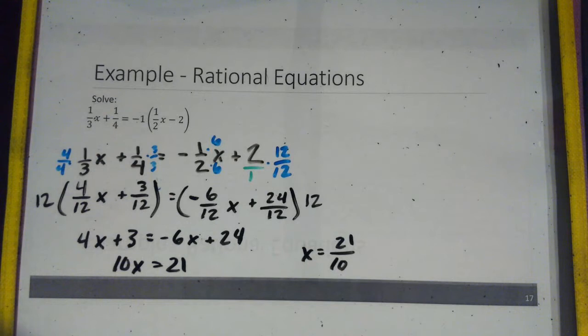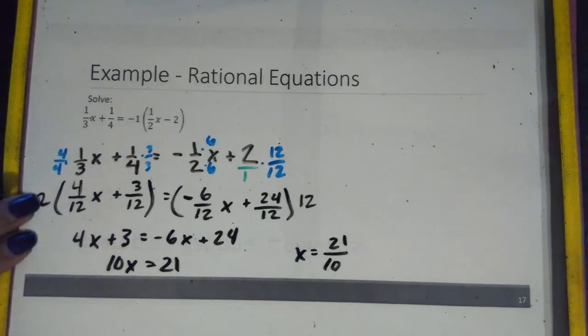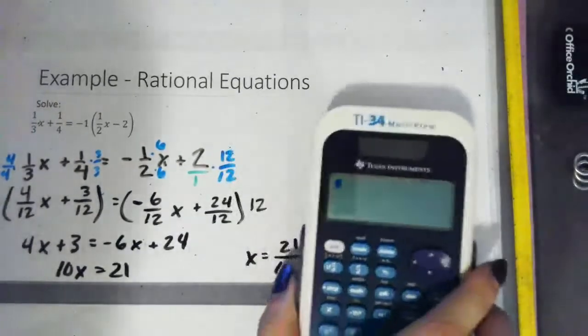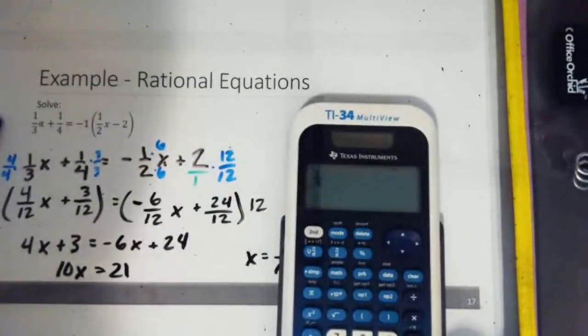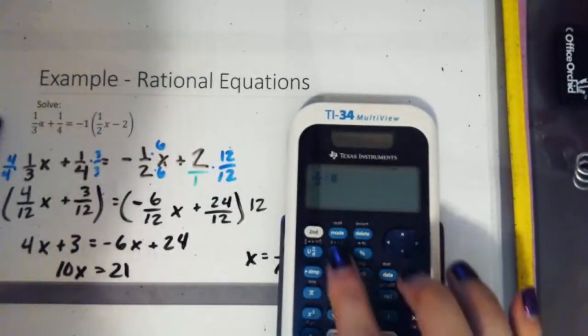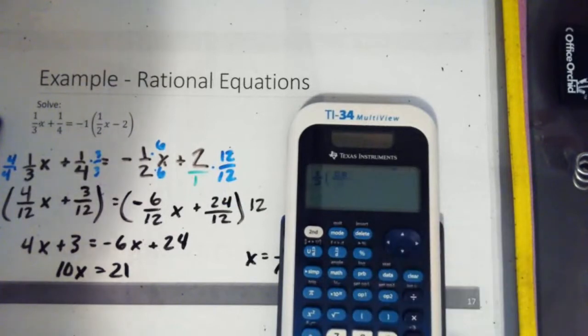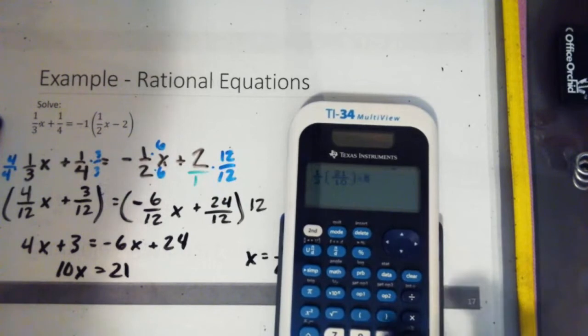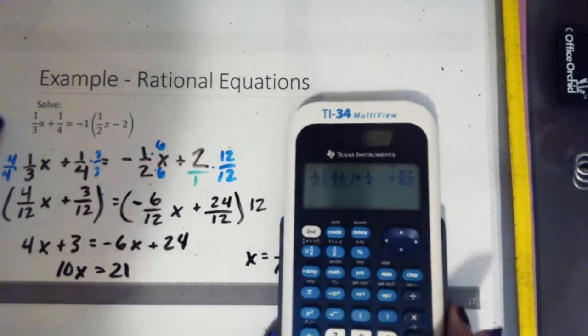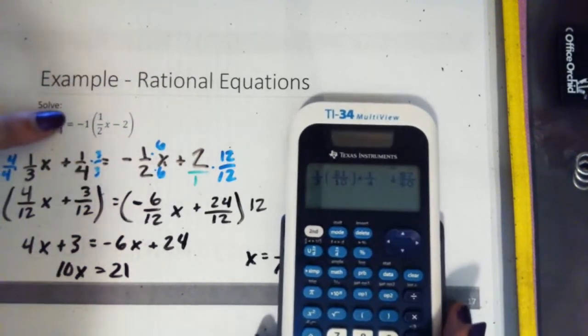I'm going to show you one way to do it if your calculator has a fraction button. If not, you're just going to have to type it in as 21 over 10 in parentheses. But if you do have a fraction button, this isn't too bad. So I have 1/3 times my fraction 21 over 10 plus 1/4 equals 57 over 60. Now I need to check the other side.